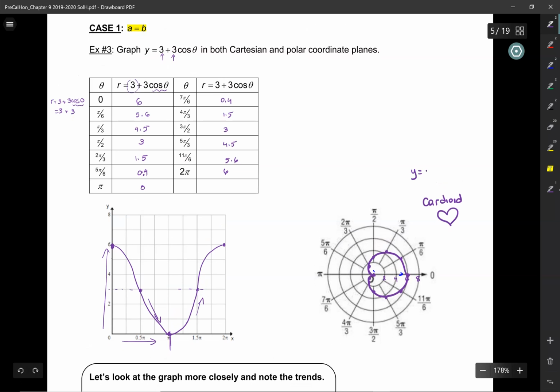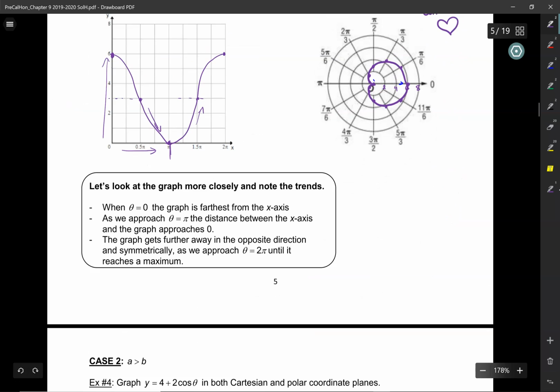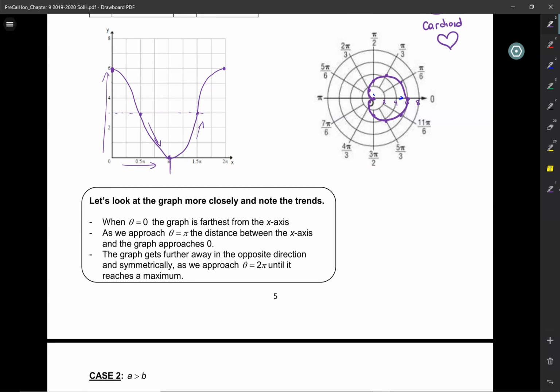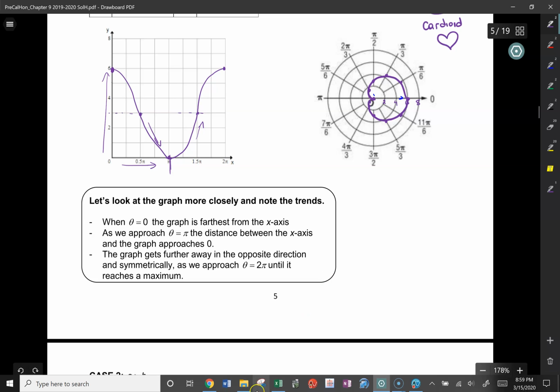So when do we get cardioids? When it's y equals a plus b cosine theta, and a is equal to b. Okay, all right. I'm actually going to stop here today, but before that, I have a wonderful little thing to show you guys.